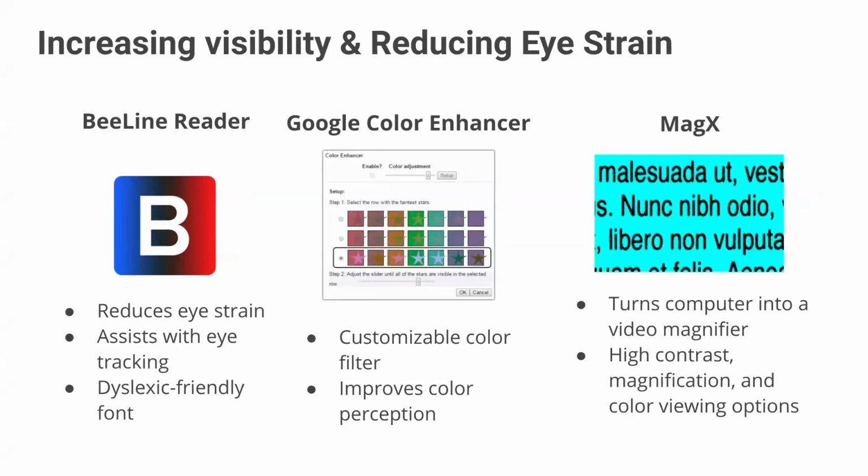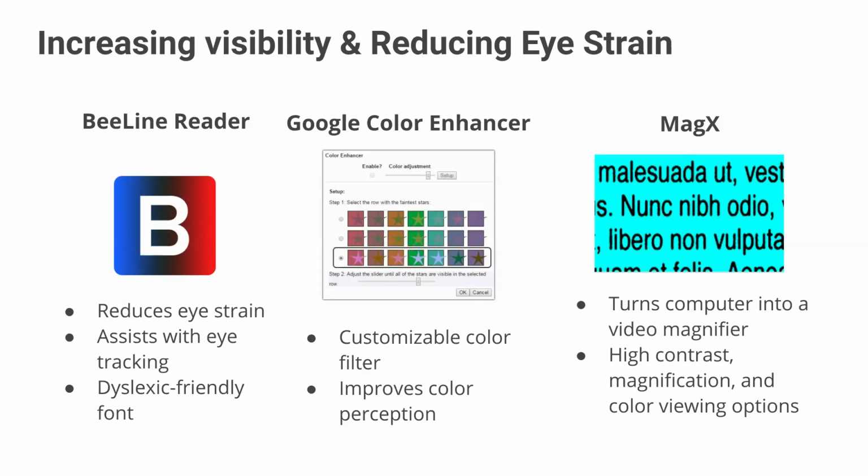The next category is around increasing visibility and reducing eye strain. And Beeline Reader is a tool that we've heard a lot of really positive feedback about, particularly from students with dyslexia. And what this does is it essentially will help to color code blocks of text. And what that means is it'll take the end of one line of text in a paragraph and make it the same color as the beginning of the next line.